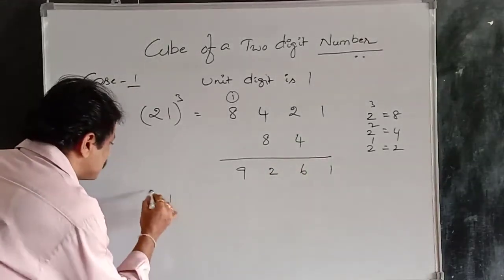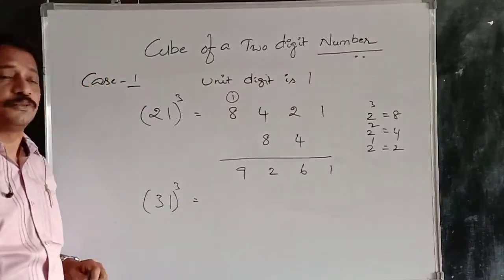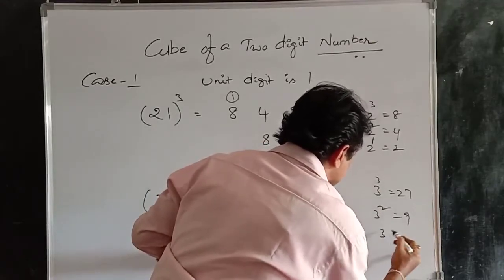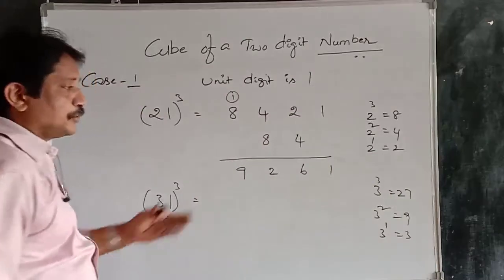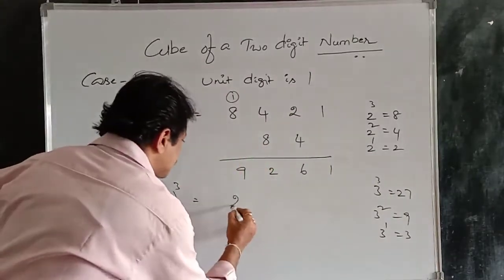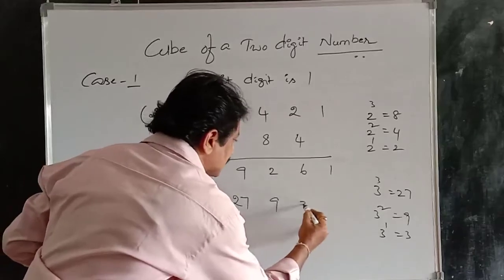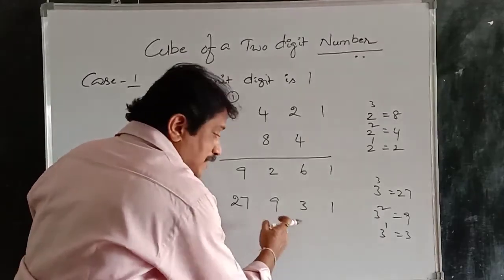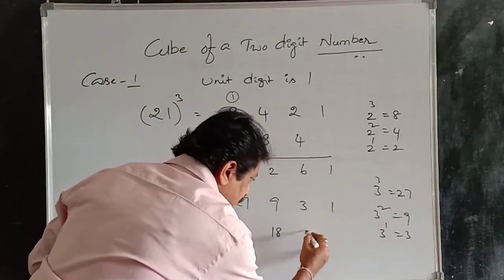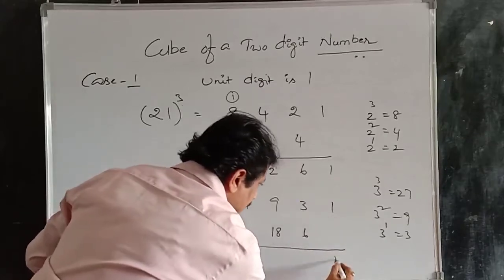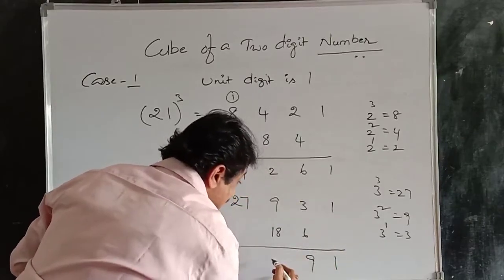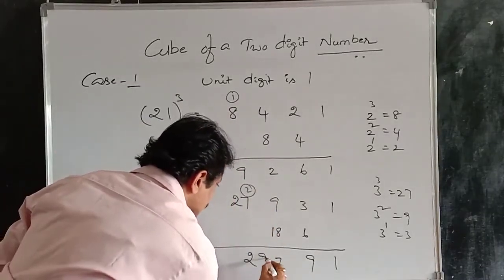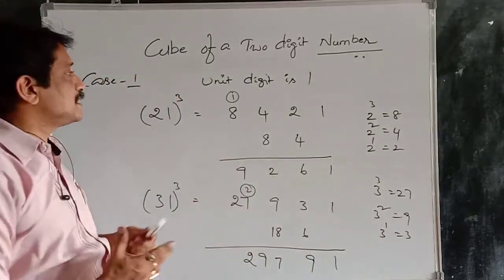Now take one more example. 31 cube. What you have to do? 3 cube, how much? 27. 3 square, 9. 3 power 1 is 3. Okay, 3 cube means 3 of 3. So 27 first, then 9, then 3, then 1. Leave the extremes. Take the twice of the middle numbers. 9 twos are 18, 3 twos are 6. Add it. 3 plus 6 is 9. 9 plus 18 is 27. Take 2 here. 2 is carried here. 27 plus 2, 29. 29,791 is the answer. That's it.